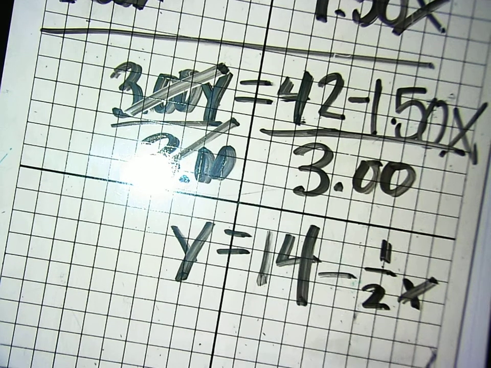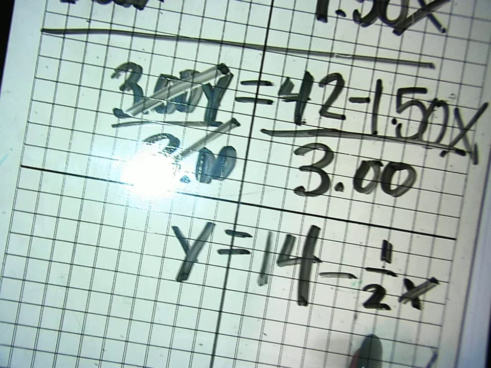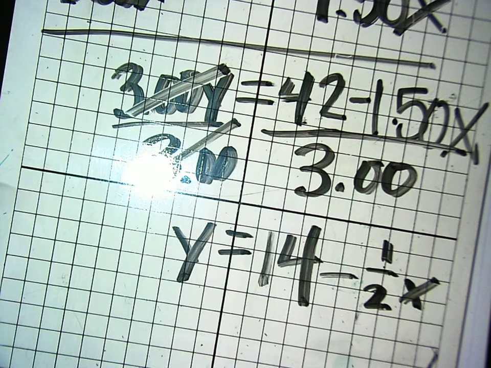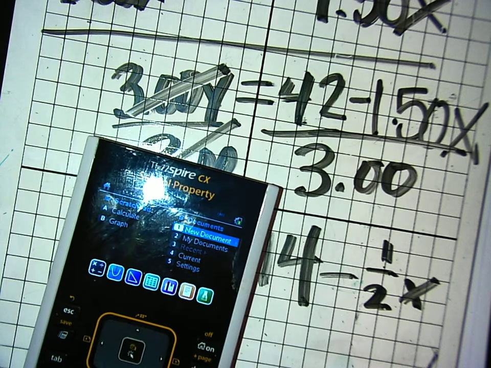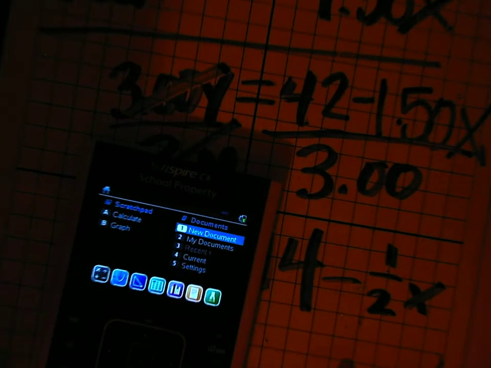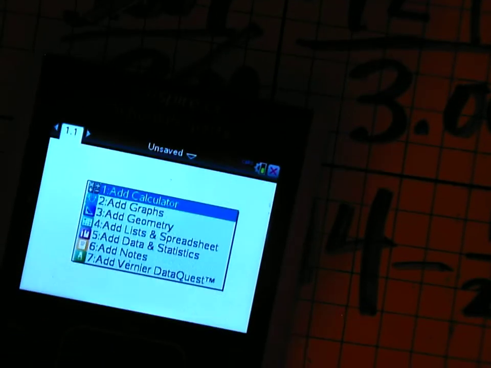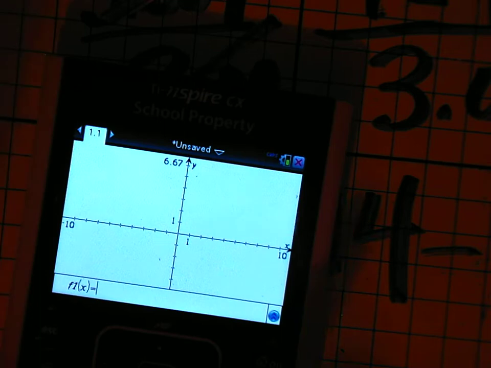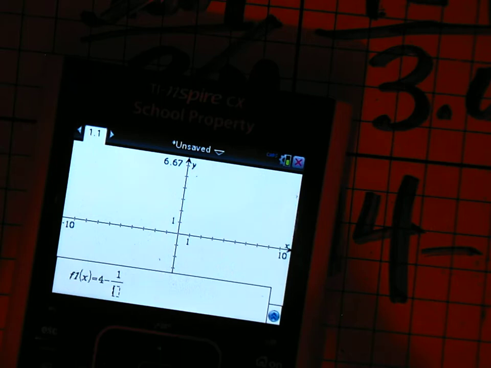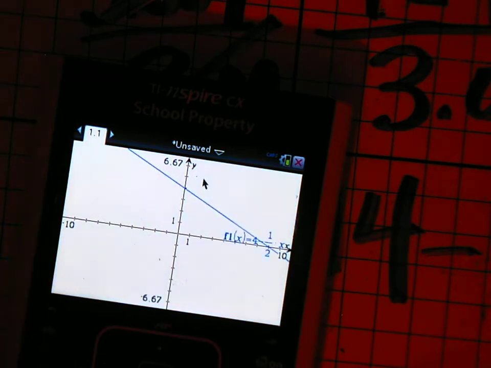x. Now, like I said, if you wanted to leave it this way, you could. We can put that top way in the calculator. It's just a lot to type in, so I like to simplify. So here's where I'm going to turn to my calculator. I'm going to go to New Document. No, I do not want to save. And I'm going to add a graph. Okay? So our equation we just came up with is Y equals 14 minus 1/2 x. So that's what it looks like on the graph.